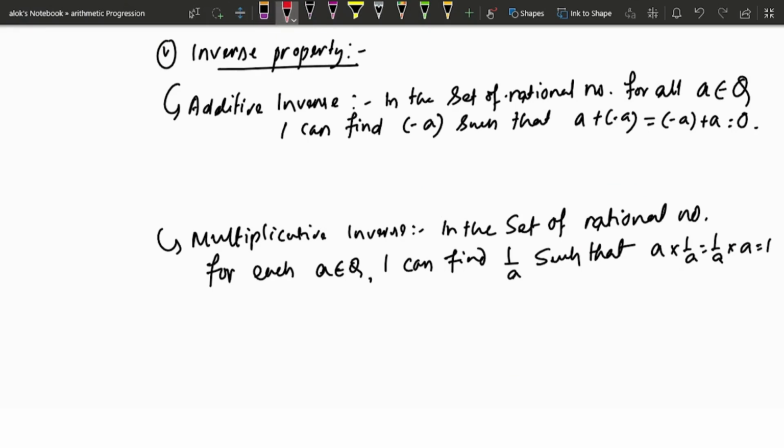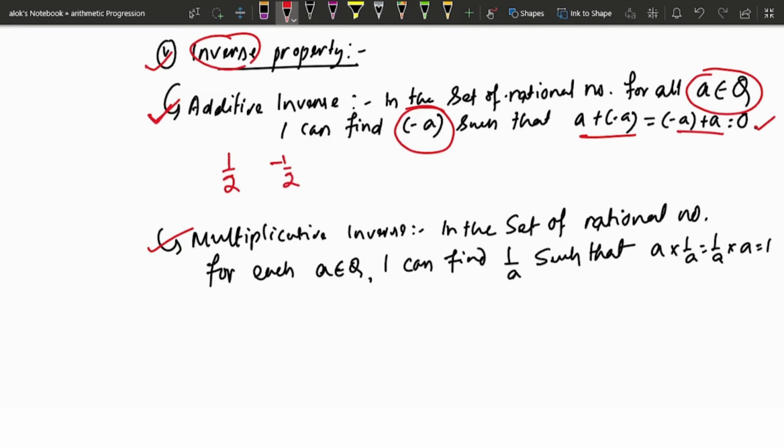And the last property is the inverse property. Okay, so for this property also we can find an additive inverse and a multiplicative inverse. So for each rational number I can find an opposite rational number such that adding those two rational numbers gives 0. For example, for 1 by 2 I can find minus 1 by 2 in the rational number set, so adding those two rational numbers gives 0.